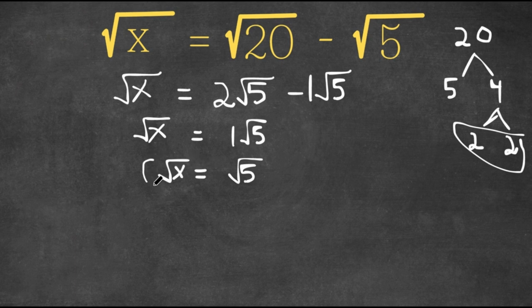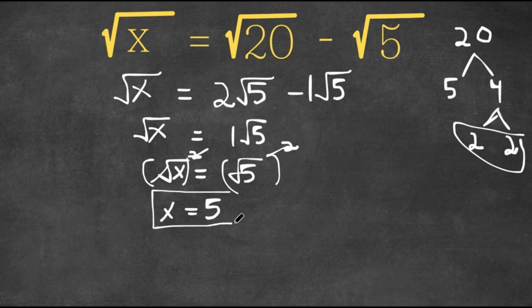So now I'm going to square both sides to cancel out the radical. Now the power is opposite of the root, so these two cancel out, and on our left hand side we have x is equal to, again the power is opposite of root, so these two cancel out, and 5. So this is our answer.